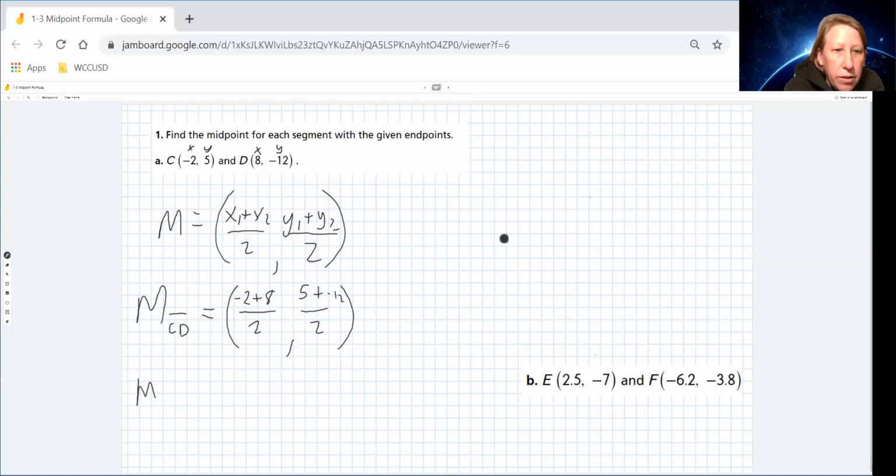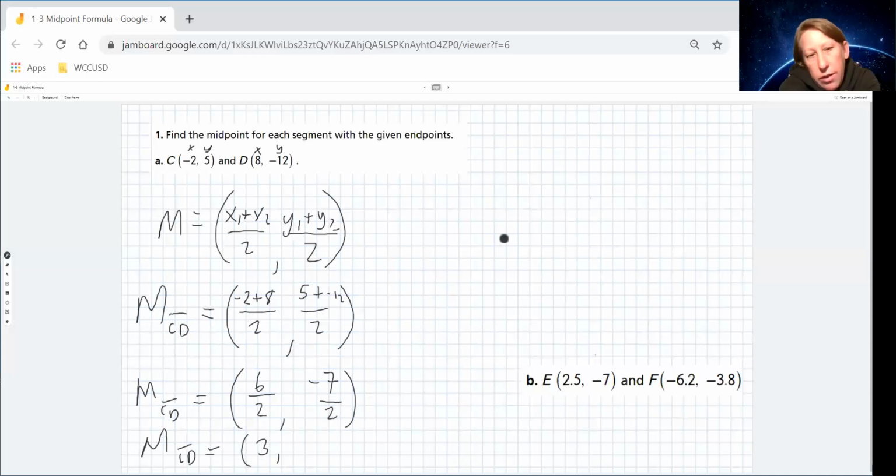I can simplify. -2 and 8 is 6. And 12, 11, 10, 9, 8, 7, this is -7. You could leave it like that, or you could continue to simplify to 3. You can do -3.5.